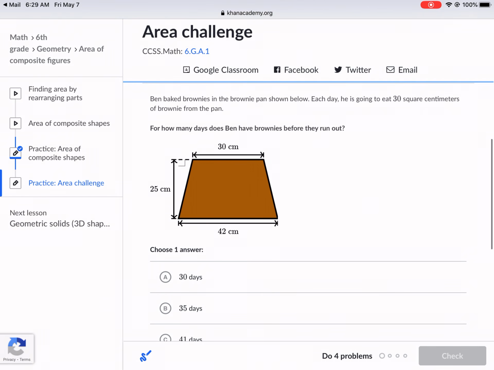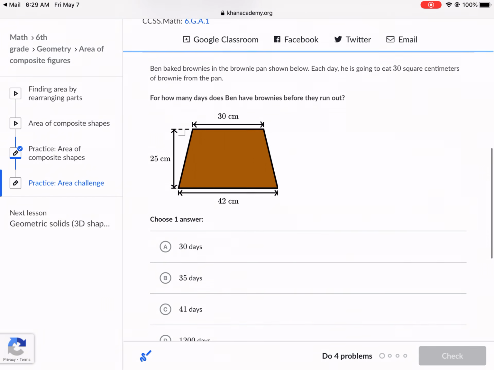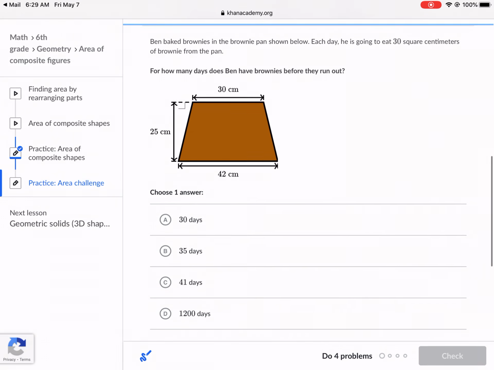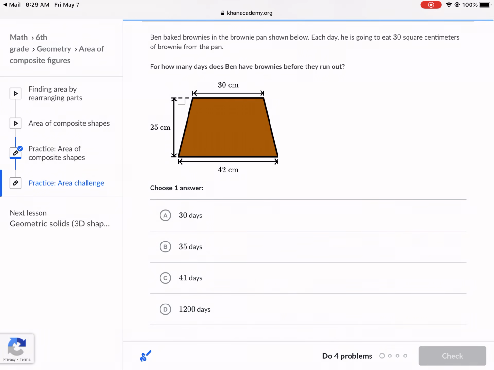This is called Area Challenge, and this is going to be a good one. I'm assuming we're going to go over a variety of shapes for area. Let's go ahead and jump right into it.